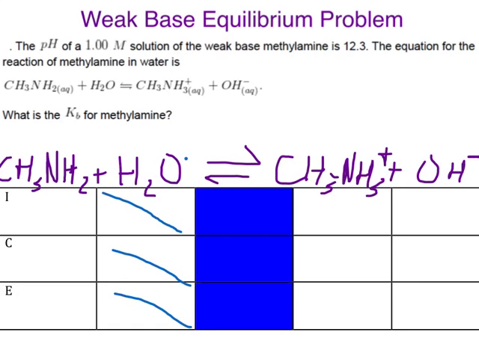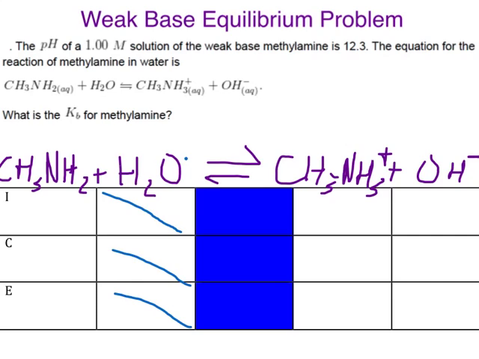Welcome to Monochemistry. Today we're going to look at a weak base equilibrium problem. And here it is. The pH of a 1.00 molar solution of the weak base methylamine is 12.3. The equation for the reaction of methylamine in water is as follows. What is the Kb for methylamine?